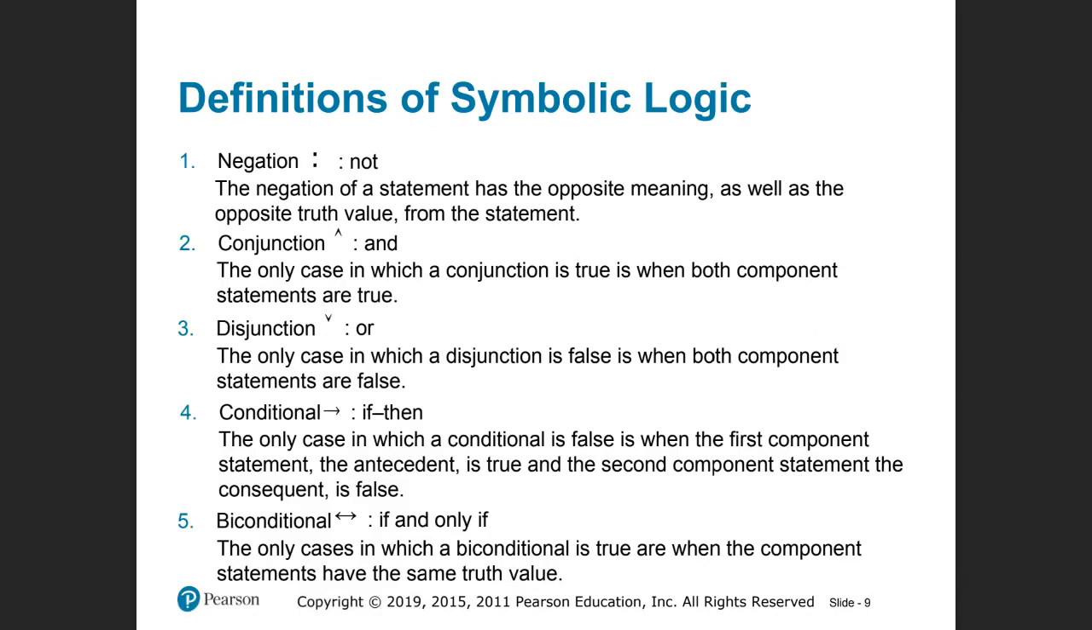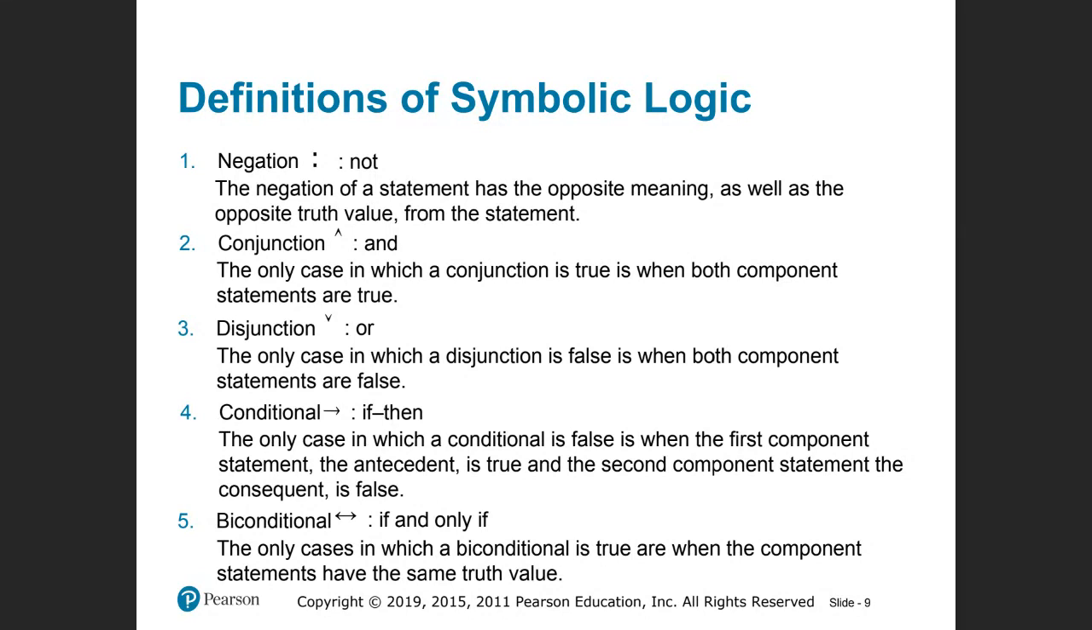Okay, we're looking at definitions of symbolic logic again. We've already discussed these in a previous section. Negation is not. The negation of a statement has the opposite meaning as well as the opposite truth value. Conjunction, which is the and. The only case in which a conjunction is true is when both component statements are true. For the disjunction, or, the only case in which a disjunction is false is when both component statements are false. So for an or, if either part is true, it's going to be true.